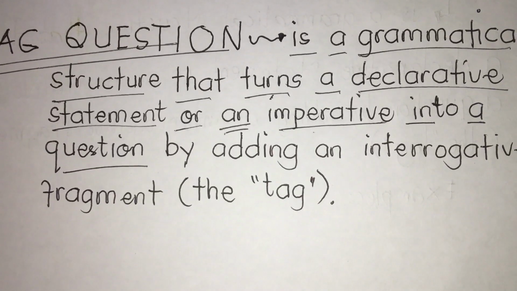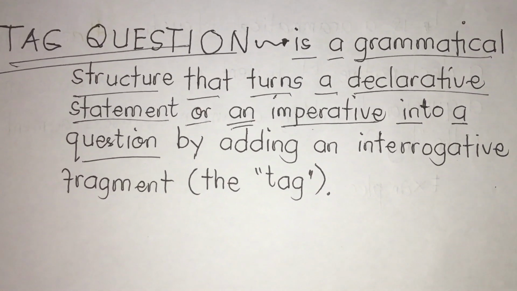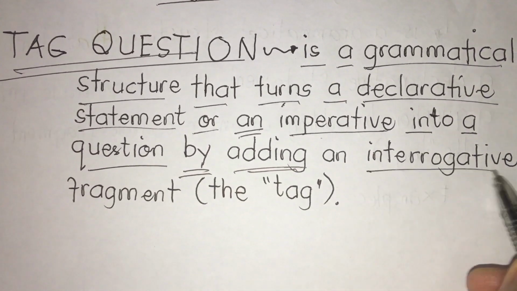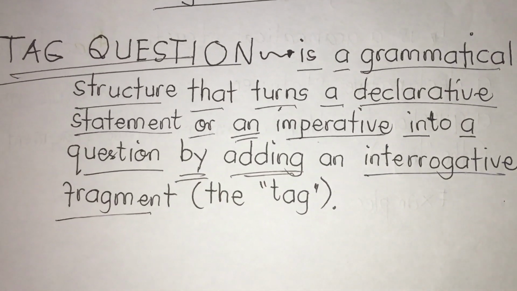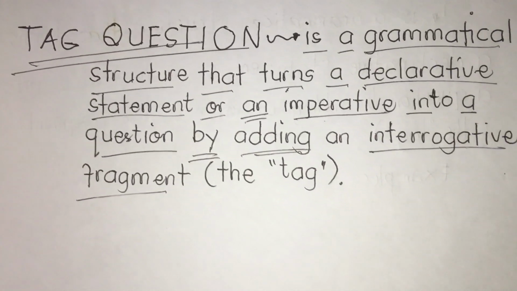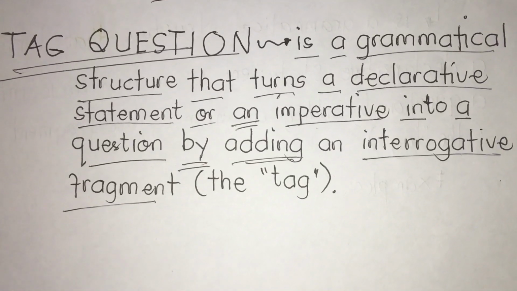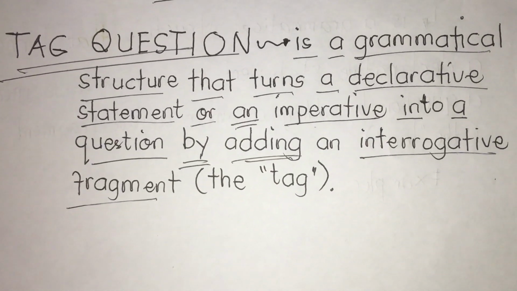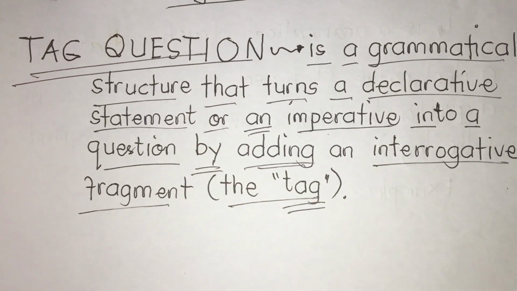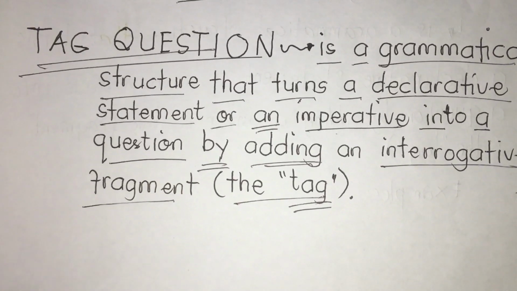Then it turns into a question sentence, and of course it ends with a question mark, by adding an interrogative fragment. An interrogative fragment means an interrogative sentence. A fragment is a group of words that is part of a sentence. Is it quite clear, my dear viewers? That is a fragment, or the tag. Can you give me an example of a tag question?